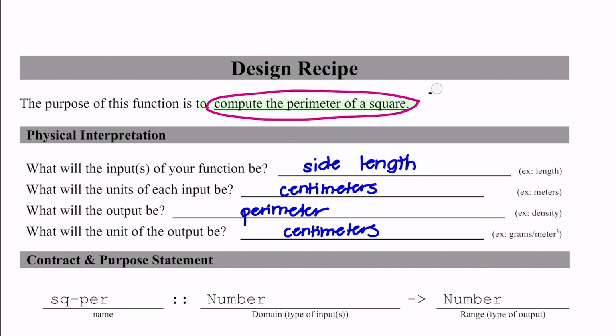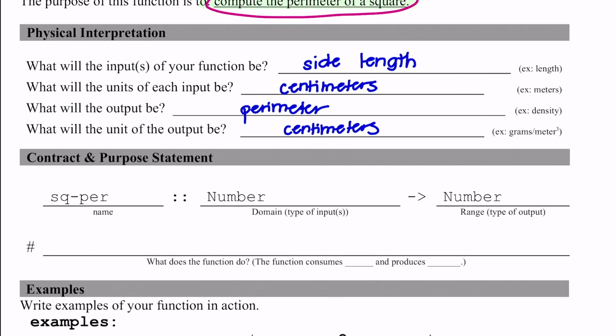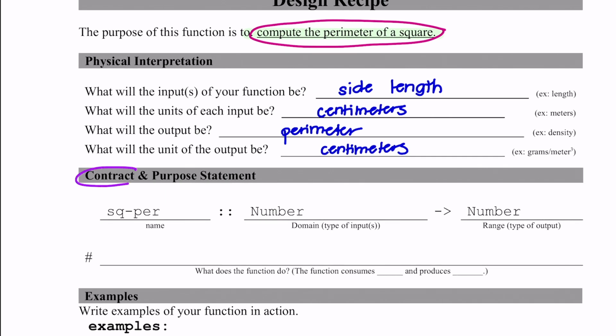Now that I've chosen all the colors, we are going to go down to the part where it says contract and purpose statement. Once again, the definition of contract is that you agree to do something. For example, I signed a teacher contract, so I agreed to do something, and the school on their end will do something, like how you signed the academic integrity contract. For this, SQ per, we're going to name our identifier, which means square perimeter. We want to give it something meaningful.